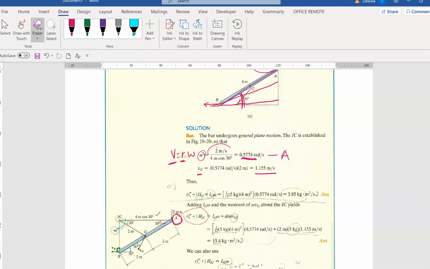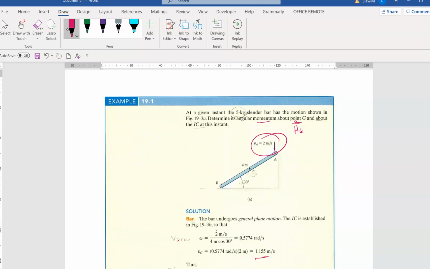Because the omega is applicable throughout the whole rod, as long as it's the same rod, but the velocity at different points can be different. For example, the velocity of A is 2, the velocity of VG is 1.15, even though it's the same rod. So the velocity is not the same. I mean, not to say never the same. Sometimes it can be the same, by coincidence, but most of the time it's not. But the omega will be the same as long as it's the same rod.